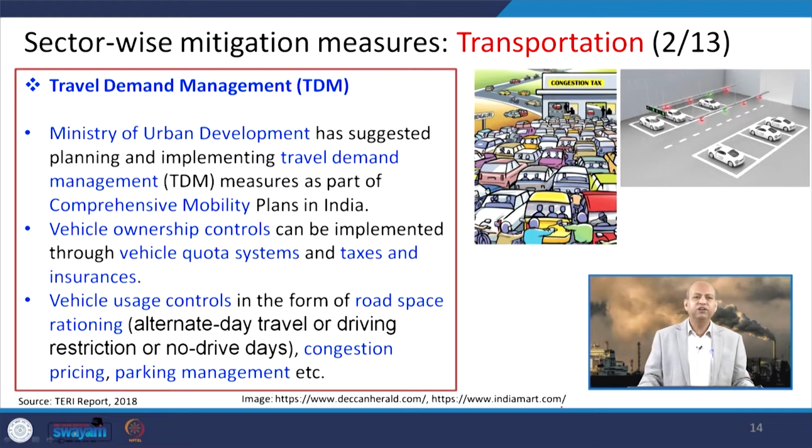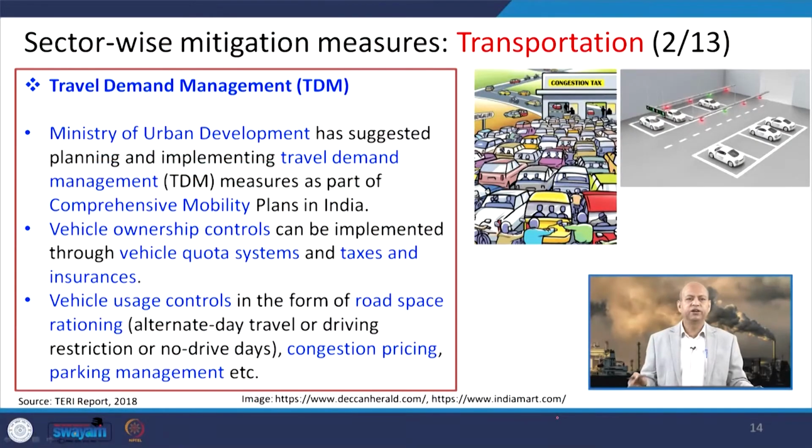When we talk about travel demand management, TDM, the Ministry of Urban Development has suggested planning and implementing a travel demand management system. These measures are part of the comprehensive mobility plans in India, and vehicle ownership control can be implemented through vehicle quota system and taxes and insurances. If you have a vehicle and you want to buy more vehicles, then there should be some sort of policy, so that ownership of vehicles does not go without any control.